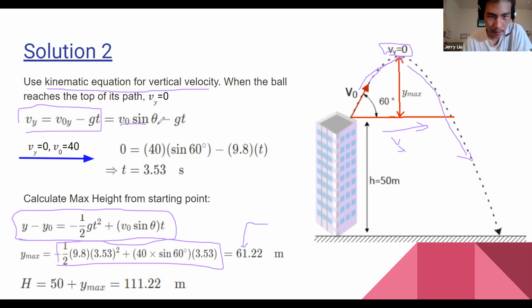Now we know what each of these are. We know what Vy is, it's zero. V0 is 40 in this case. Sine of theta is sine of 60, which is the equivalent of the square root of 3 over 2, and g is 9.8. So solving for t, you get the same answer, about 3.53. Now that does allow some room for margin of error. It's not obviously 100% accurate, but it should definitely be very close, if not the same.